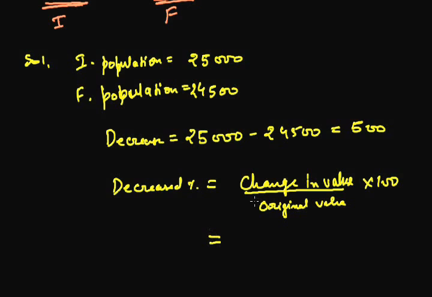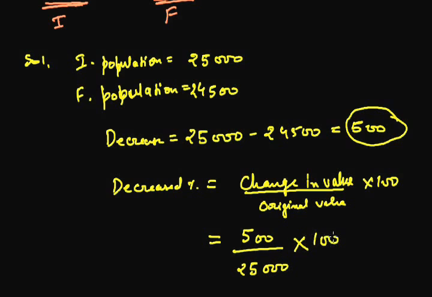Now the change was of 500, so it will be written 500 at the place of change in value, and the original value, that was the original population of the city, was 25,000, and to convert it into percentage we will multiply it by 100. Now we will simplify it. 2 zeros will get cancelled by 2 zeros, 1 zero will get cancelled by 1 zero, and 25 will cancel 50 2 times. So it will be equals to 2%. So there is a decrease of 2% in the population.